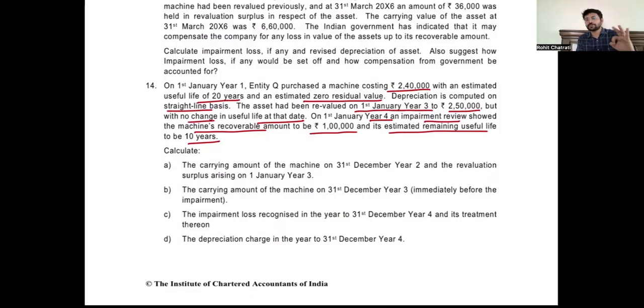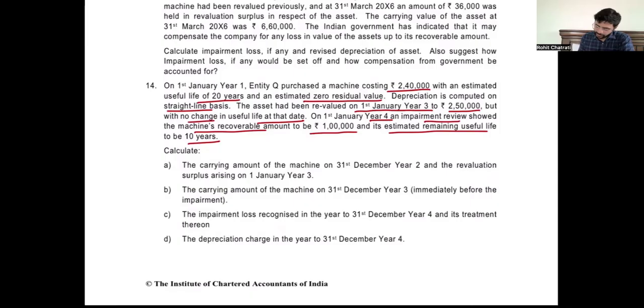All right, you used the machine for 3 years and the remaining life came down to 10 years. So the remaining life got slashed down by 7 years. 20 years was the original life, 3 years you used. Now 17 years should have been the remaining useful life, but the remaining useful life is estimated at 10 years. So the remaining useful life has been reduced by 7 years.